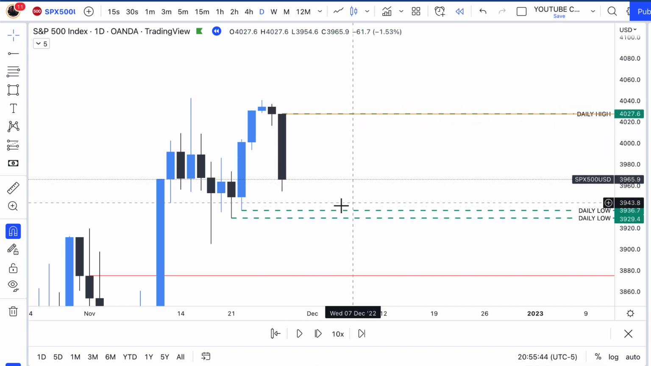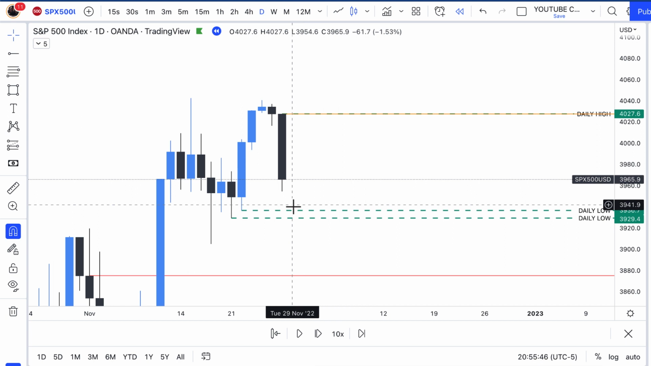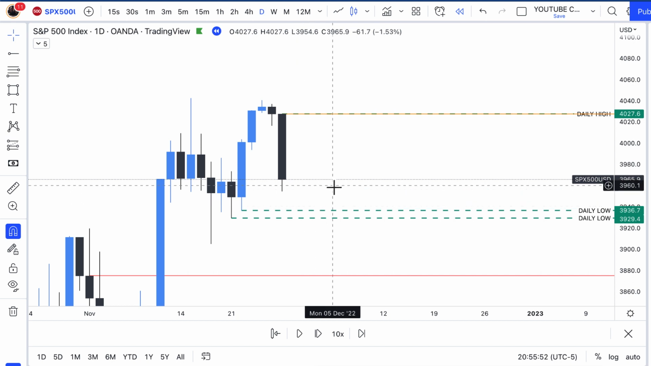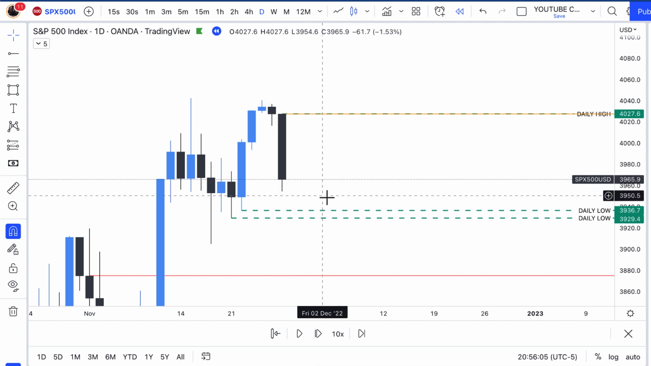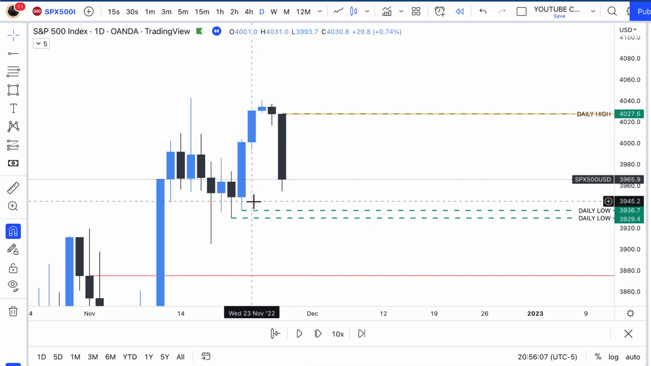Why do I mark these daily lows? Because I have seen that for the most part, the market has a tendency of attacking those daily lows and or any daily highs that may be sitting nearby. In this case, the November 28th bearish candle was pretty strong towards the downside, so I'm expecting price to want to target the November 22nd daily low.